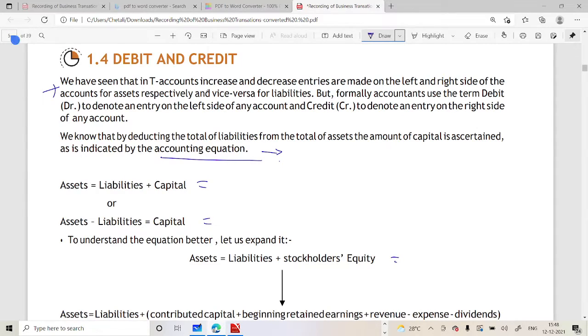Okay, so I'll read it. So we have seen that in T accounts, increase and decrease entries are made on the left and right side of the accounts for assets respectively, and vice versa for liabilities. But formally, accountants use the term debit to denote an entry on the left side of any account and credit to denote an entry on the right side of an account.